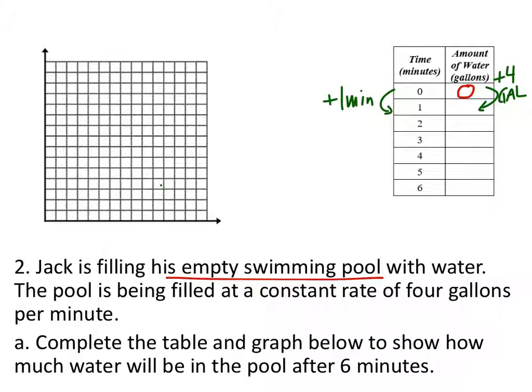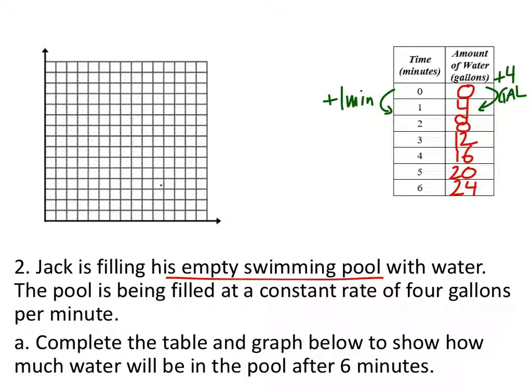So after 1 minute, you would have 4 gallons. Now we're going to add 4 gallons every 1 minute, and it's just going up by minutes on this one. So after another minute, we'd add another 4 and get 8. And then after another minute, we'd add 4 and you have 12 gallons. 1 more minute, 4 more gallons, 16. 1 minute, 4 more gallons, and then 1 more minute, 4 more gallons.